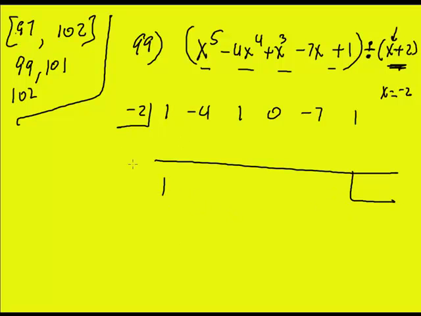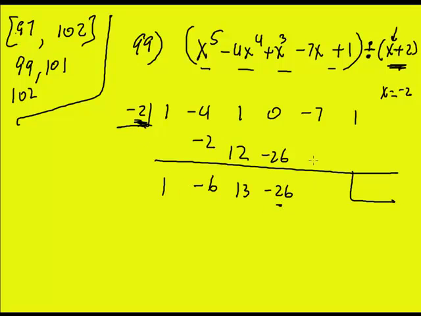Add the first column, multiply by negative 2. Put it in the next column. Add the column, which is negative 6. Multiply by negative 2. Put it in the next column. Add that column, multiply by negative 2, which will give you negative 26. Put it in the next column and add again.